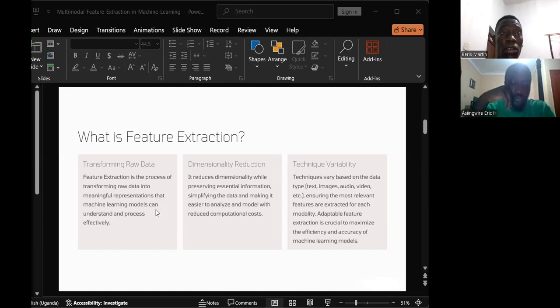We have another term, which is dimensionality reduction. We can use techniques like PCA, principal component analysis, where we scale down to the important details in the data set. Then we also have the techniques, which I'm going to talk about in the next slide.